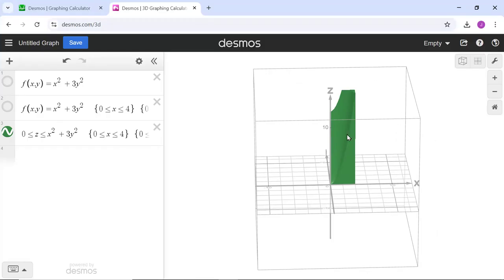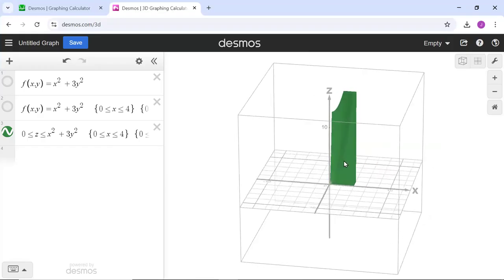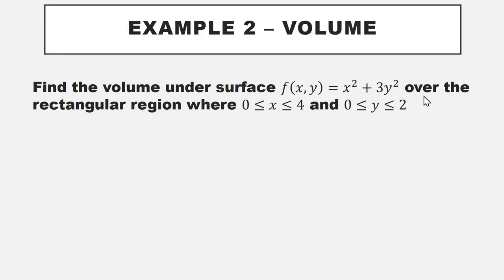Okay, so hopefully that makes sense. The volume of this object here is 74 2/3. So that is the volume under the surface, x squared plus 3y squared, but over the rectangular region in the xy plane, bounded with x between 0 and 4 and y between 0 and 2.